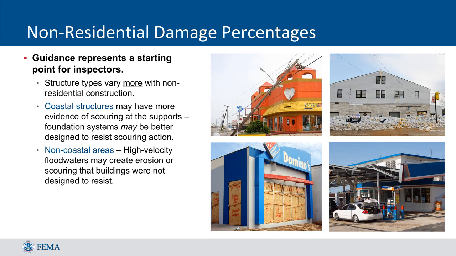As we move into non-residential damage percentages, a reminder that this guidance should be used as a starting point for inspectors, but it will not be able to provide all the answers for every structure you are evaluating. Some of the photos may show certain types of structures to illustrate key points, but there will be many variations between this and what you see in the field. As with the residential example, many of the photos in the slides that follow are from damage that occurred in coastal areas, and some buildings in these areas may be better designed to resist damage from storm events than others. This is something to be on the lookout for as you are inspecting a structure.